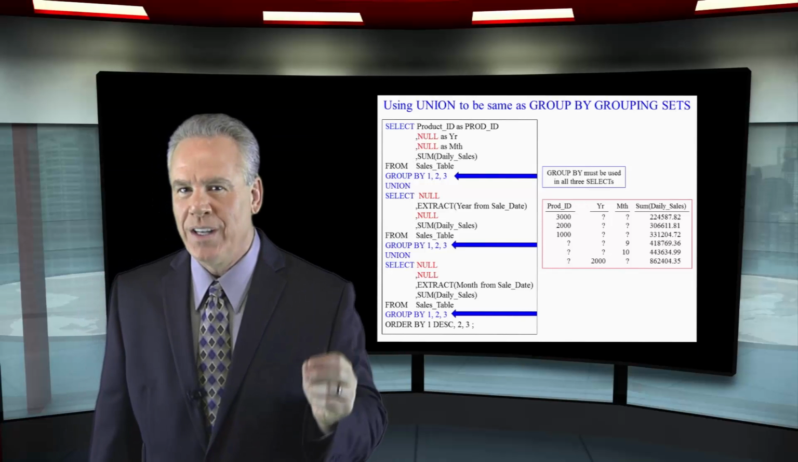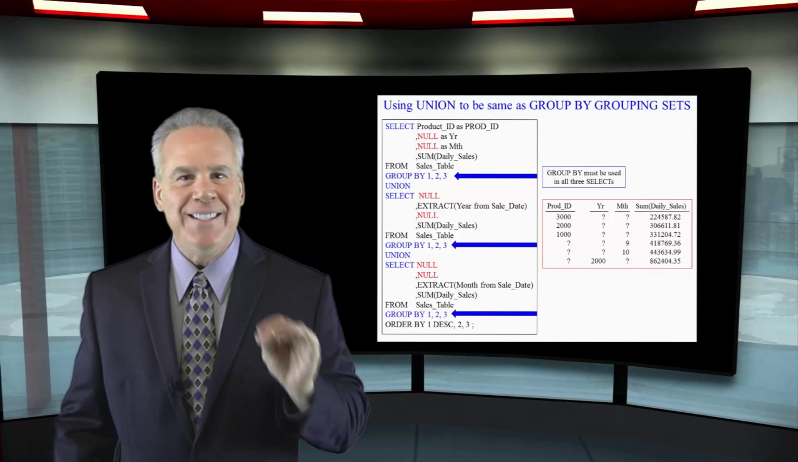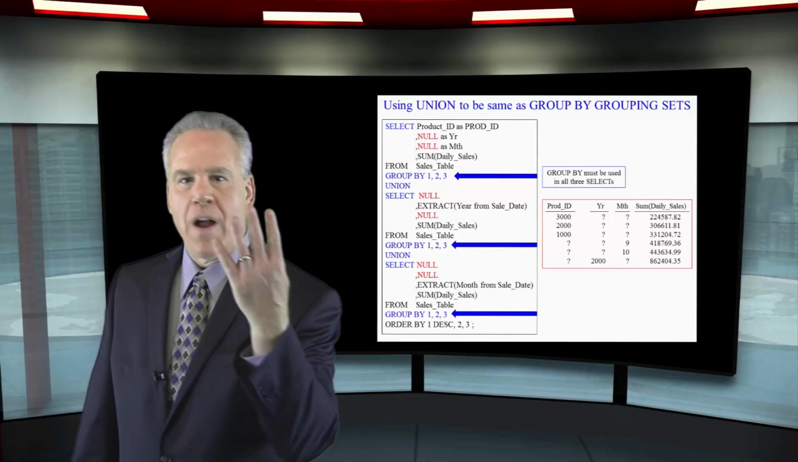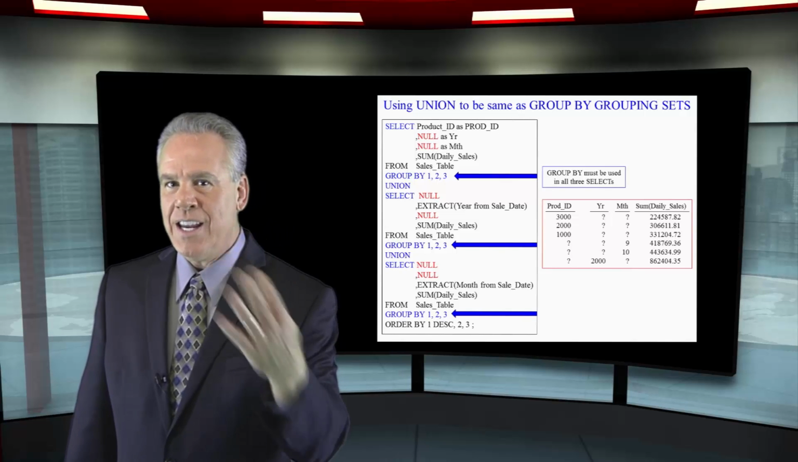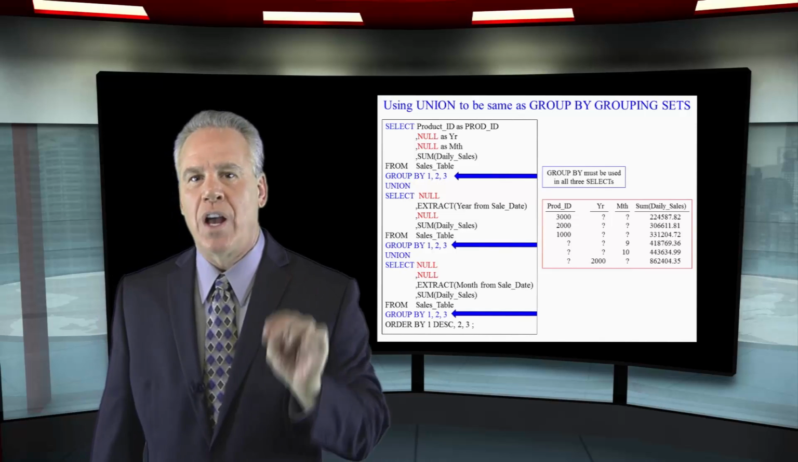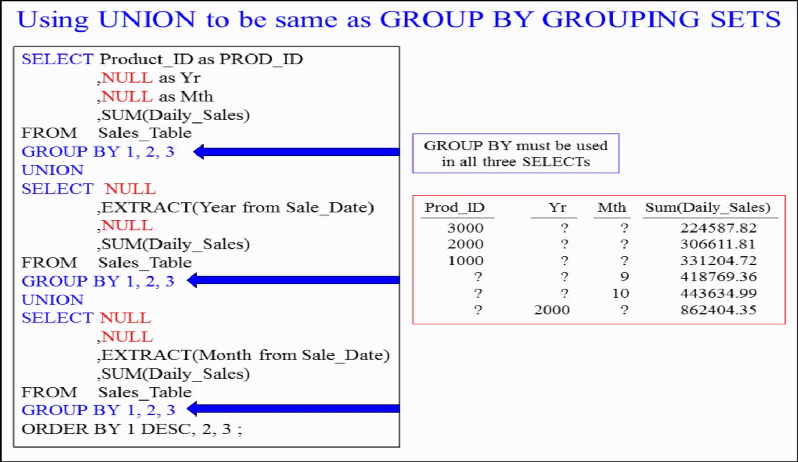Here is another brilliant technique for you to take with you in dealing with set operators. In this query, I'm going to ask for 4 columns in each of these 3 queries separated by a union. Now let's just focus on the top query. I'm going to ask for product ID, the year, the month, and the sum of daily sales. Group by 1, 2, and 3. I will do that exact same thing in all 3 of the queries separated by my union.